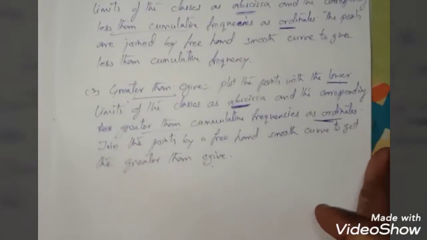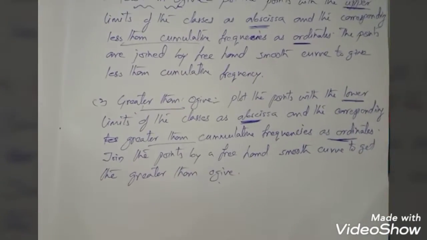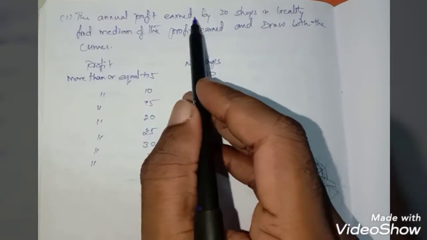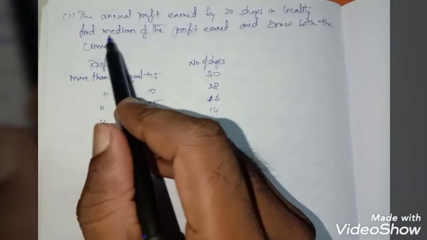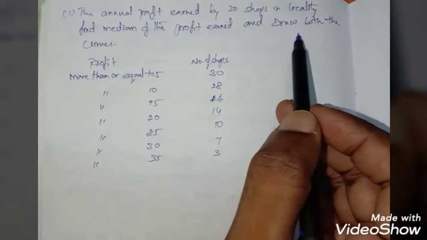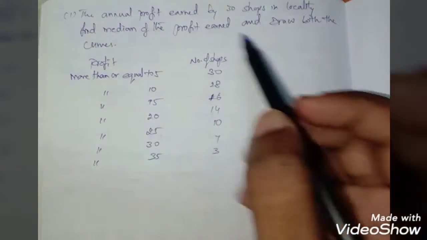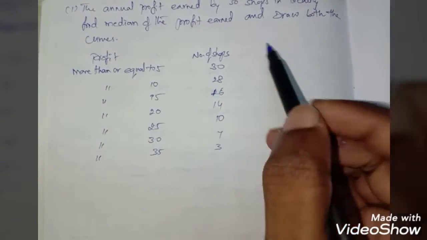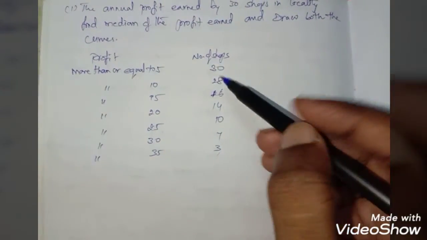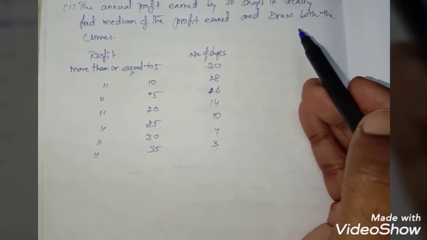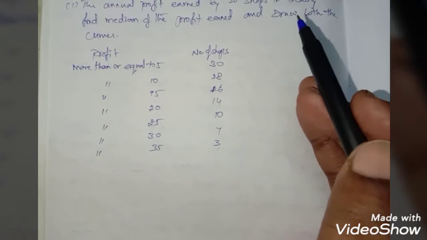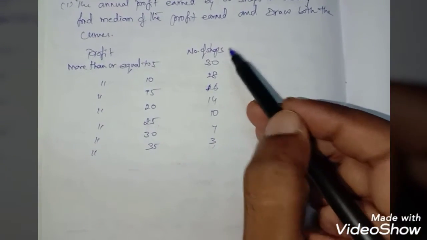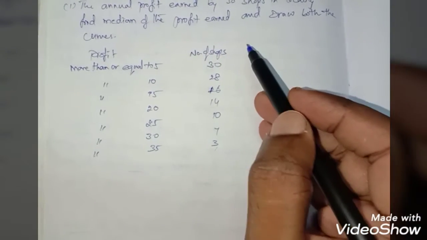Now let us go for one example. The question is given like this: the annual profit earned by 30 shops in a locality is given. Find the median of the profit earned, and also draw both the curves. Here the profit is given as more than or equal to 5 and so on, and the number of shops is given. Before making the cumulative frequency table, first you have to see whether the given table is in frequencies or cumulative frequency.